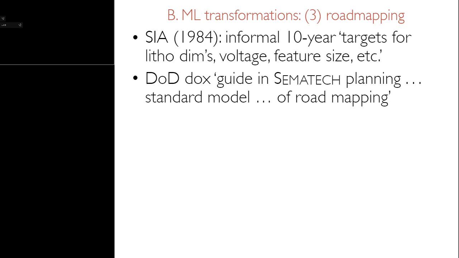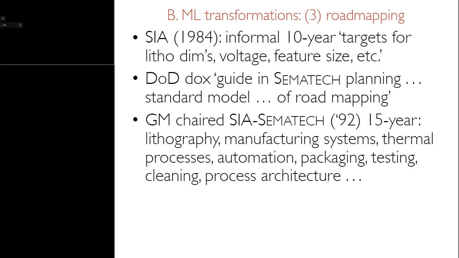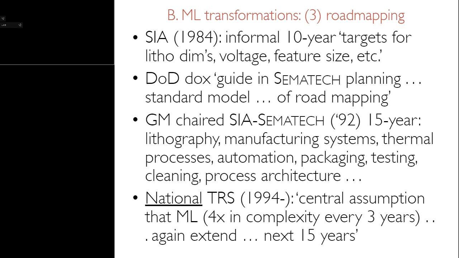Gordon Moore, I mentioned, chaired the committee that led to the 1992 roadmap. I think that's the first one with 15 years, looking forward into the future, a full 15 years. And there I'm just listing the different types of dimensions that the SIA Semitech 1992 roadmap involved: lithography, manufacturing systems, thermal processes, automation, packaging, testing, cleaning, process architecture. This is not simply shrinking dimensions, but it's a real system where all the pieces have to fit together.